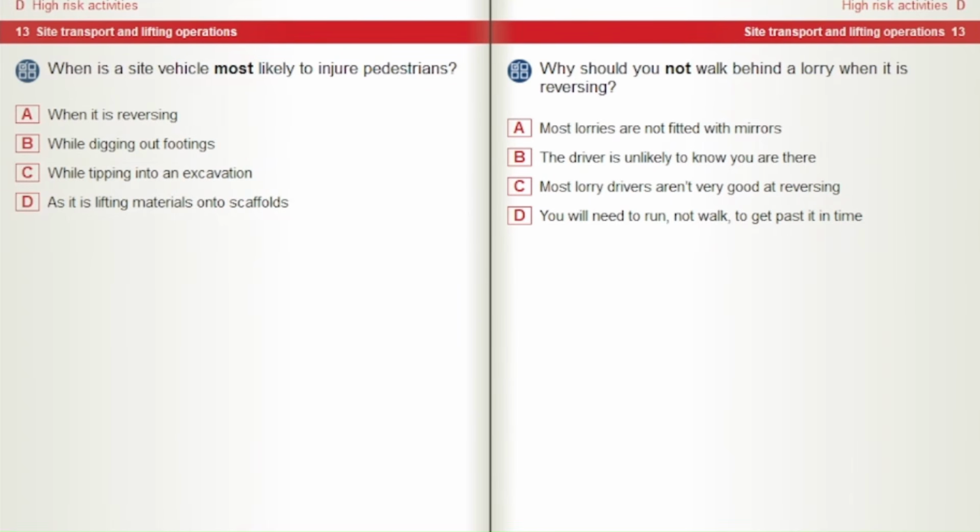When is a site vehicle most likely to injure pedestrians? When it is reversing. While digging out footings. While tipping into an excavation. As it is lifting materials onto scaffolds.